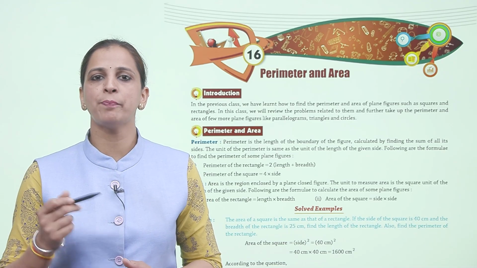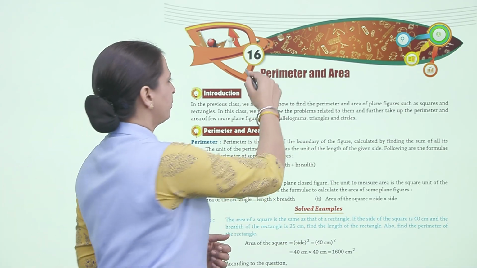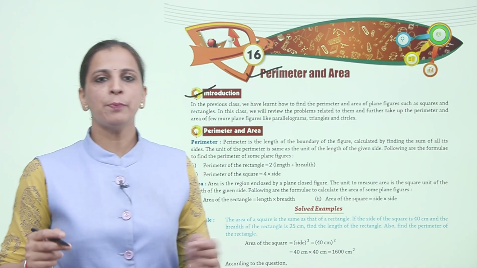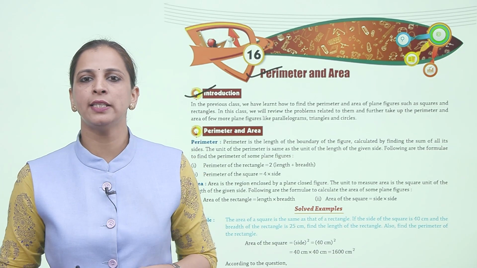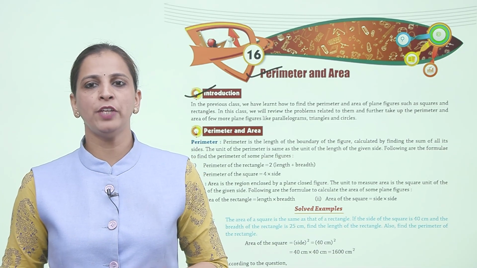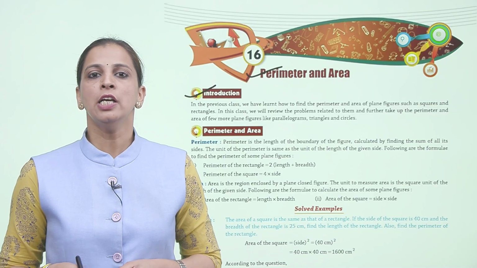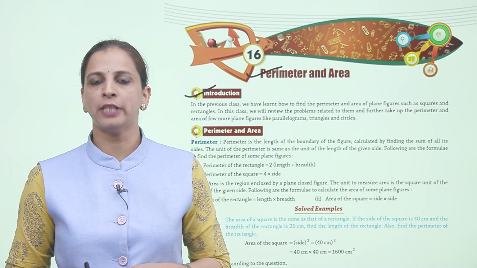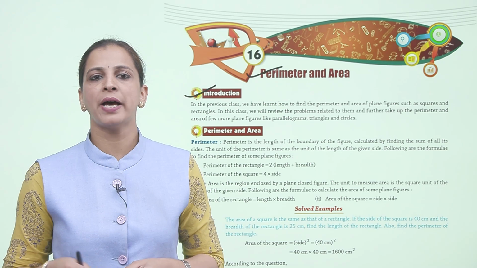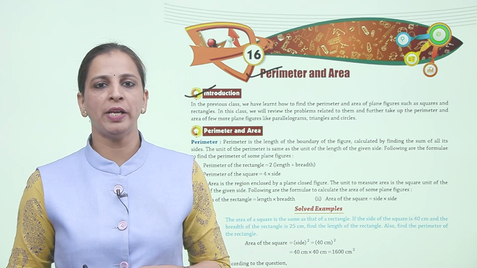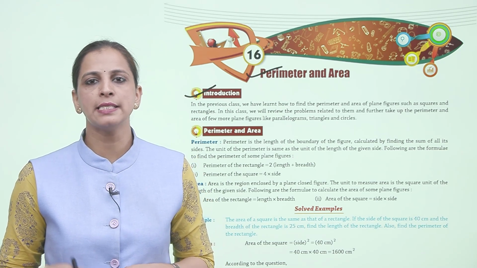स्टार्ट करते हैं आज का टॉपिक पैरामीटर एंड एरिया. Now introduction. In the previous class, we have learned how to find the perimeter and area of plane figures such as squares and rectangles. In this class, we will review the problems related to them and further take up the perimeter and area of few more plane figures like parallelogram, triangles and circles.